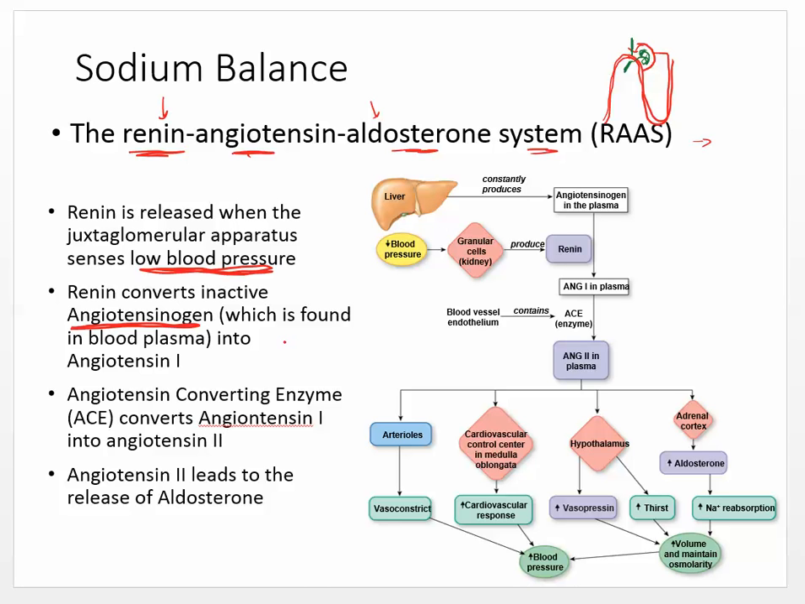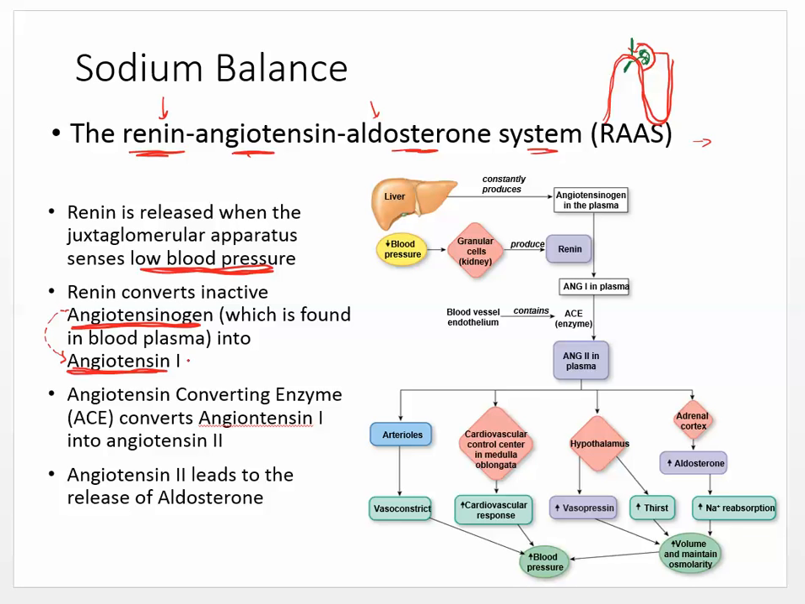It's not active. It doesn't really do anything until renin is released, and then this angiotensinogen will turn into something called angiotensin 1. You can already tell what's going to happen here and what the purpose of it is because it's called angiotensin. Angio stands for heart, tensin means pressure. So it's obviously going to affect blood pressure. And it was released because blood pressure was low. So angiotensinogen in the blood, after renin is released, will turn into angiotensin 1.